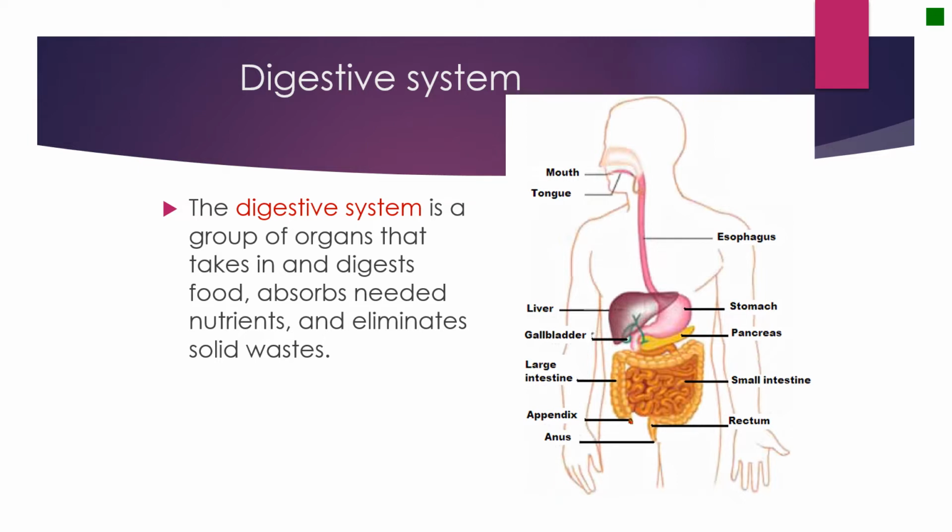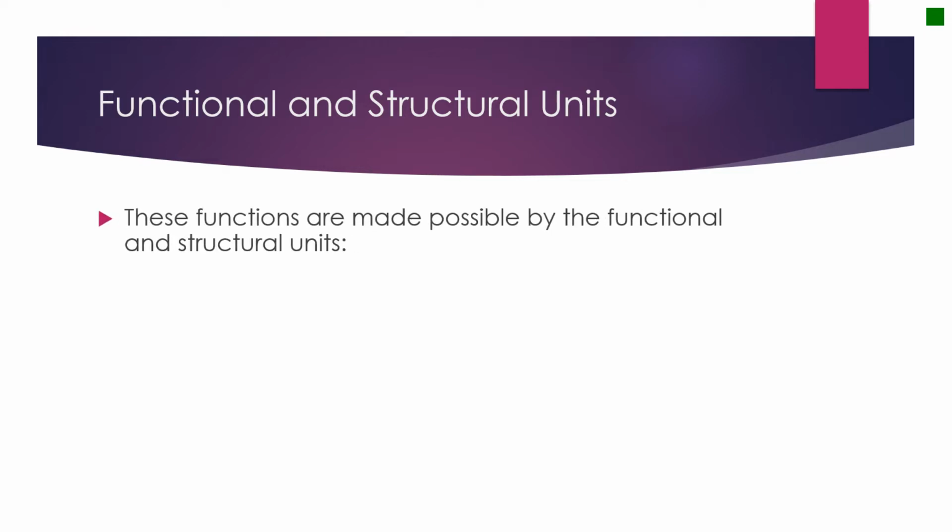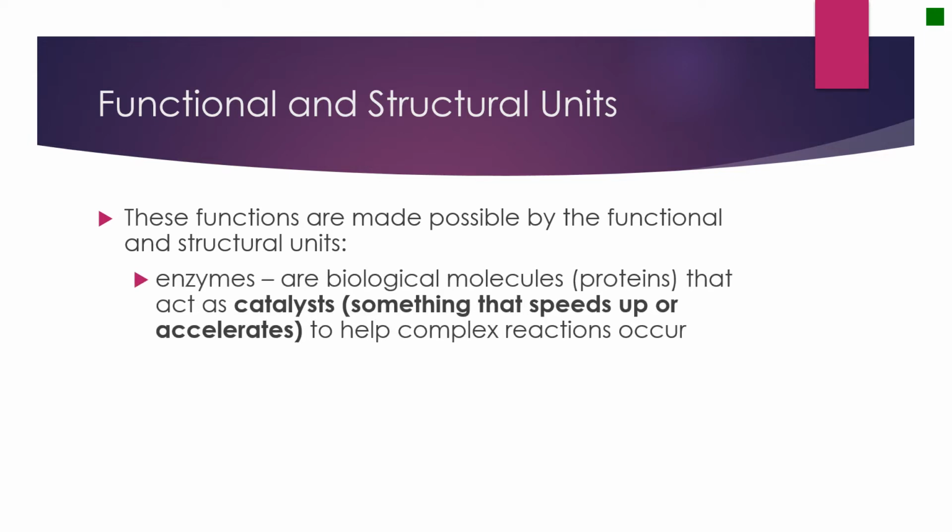These are some of the primary organs of the digestive system, most of which I think y'all will recognize. Functional and structural units. Functions are made possible by enzymes, which are biological molecules. They're a type of protein that act as catalysts, and that's a new word as well. A catalyst is something that speeds up or accelerates a reaction. And enzymes are designed to help complex reactions occur. Basically, most of the reactions that involve digestion use enzymes to speed up that process.